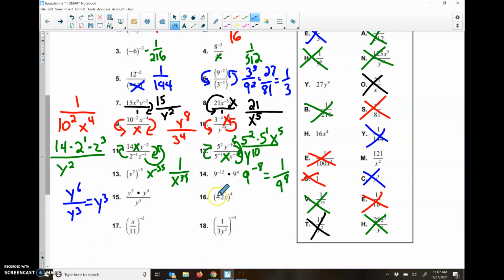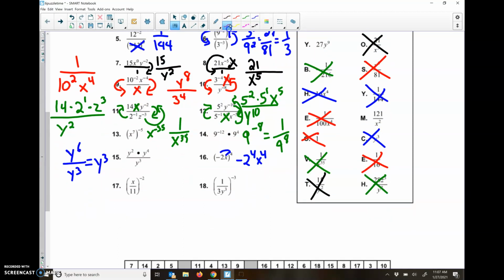And then this one, it says negative 2 to the 4, or negative 2x to the 4th power. And if you remember this, that means that the 4 goes to both. So that's really like saying negative 2 to the 4th power and x to the 4th power. And if we do the math there, negative 2 times negative 2 times negative 2 times negative 2, that gives us positive 16. So that's letter H there.